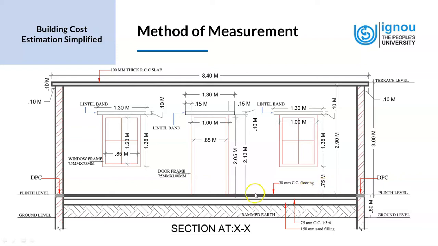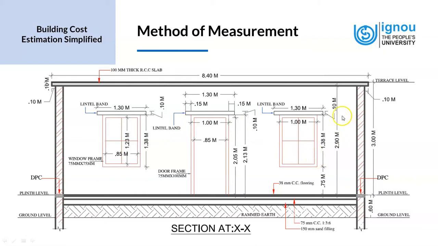Then we come up, this is the floor level, and here we have the specification as a 38 mm CC flooring. It's a 38 mm cement concrete flooring. Then we come up to the level above. We have the sill level at 0.75 meters, which is the level at which the window rests. That's at 75 centimeters or 0.75 meters. The rest of the dimensions are the same as what we have seen. The dimensions of the doors and the windows have been discussed in the previous slides.